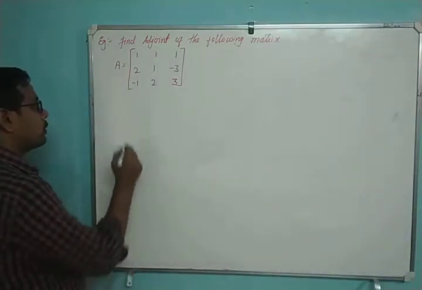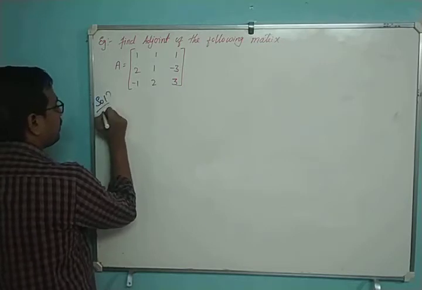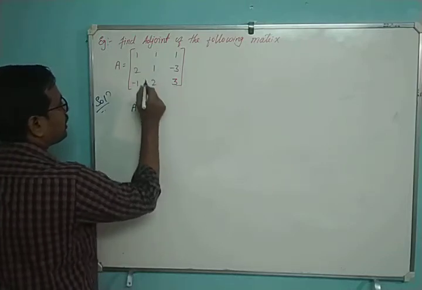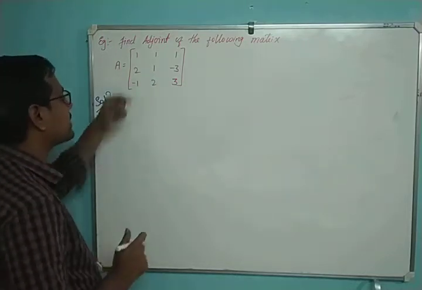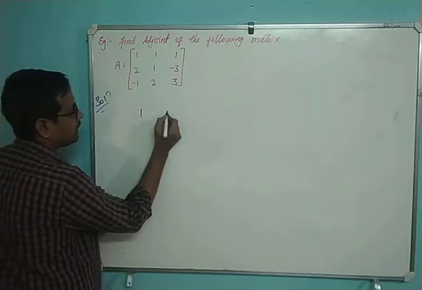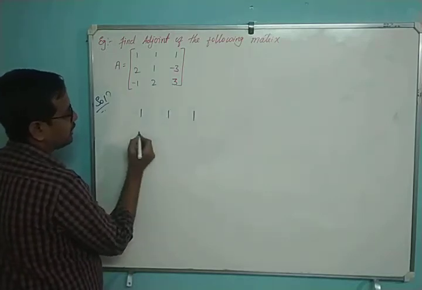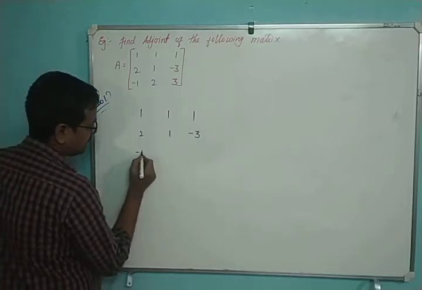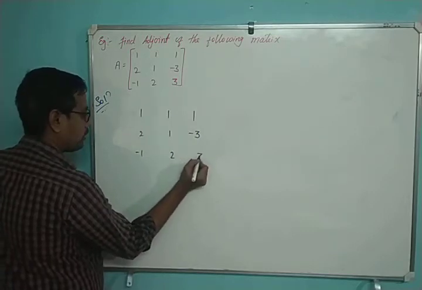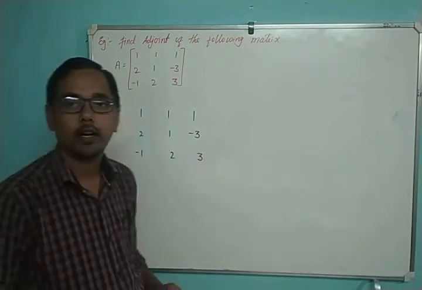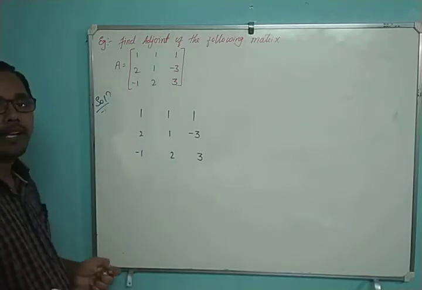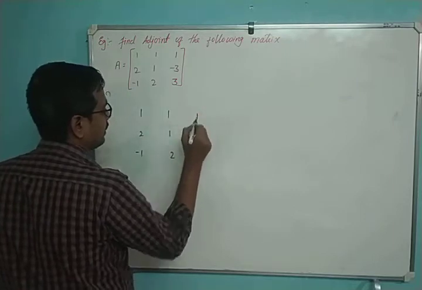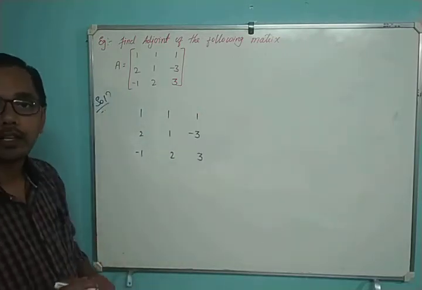The given matrix is A. You write it as 1, 1, 1, 2, 1, minus 3, minus 1, 2, 3. Just without the matrix symbol, you write down those rows and columns. After you write this, now we have to start using the trick.